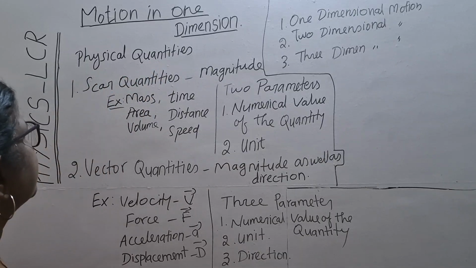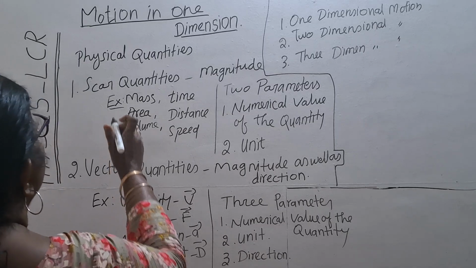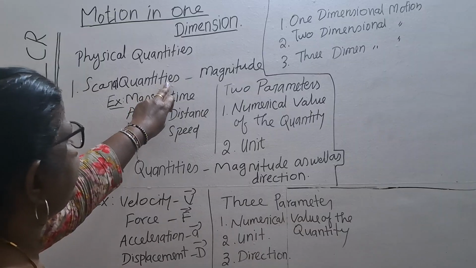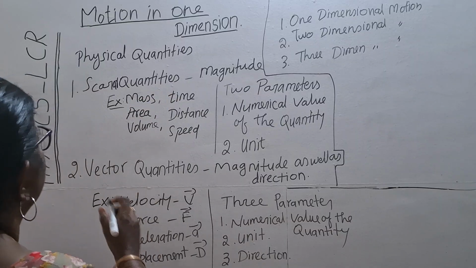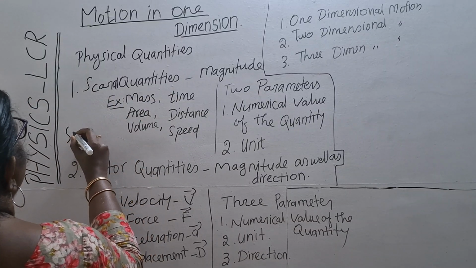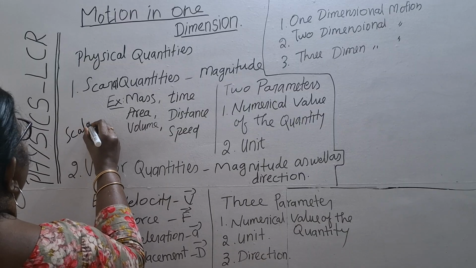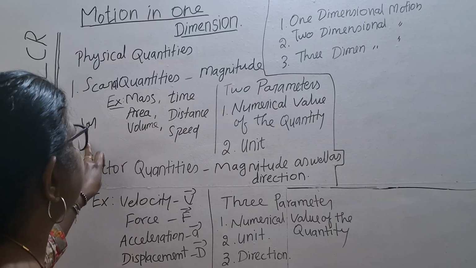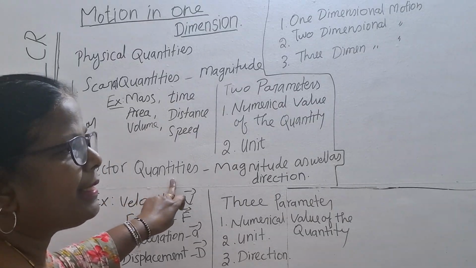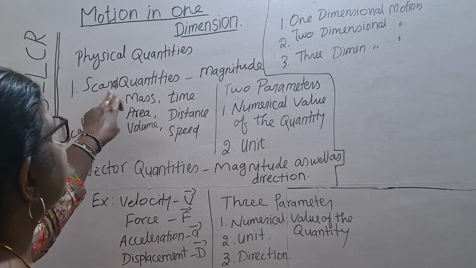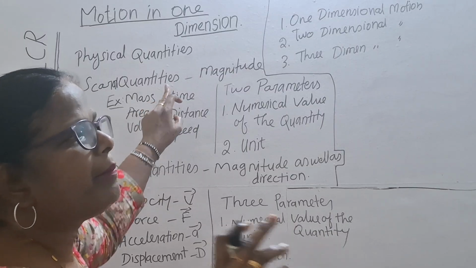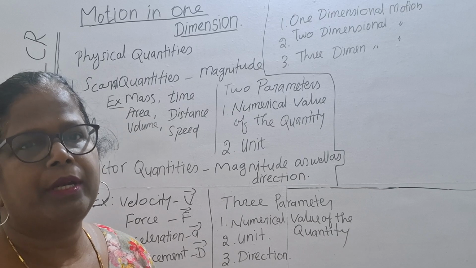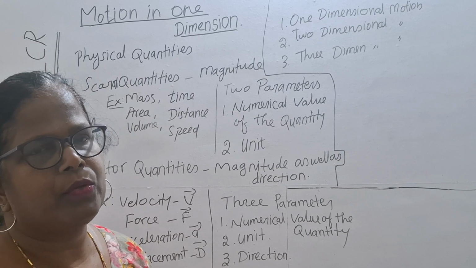What are they? Scalar quantities and vector quantities. Scalar quantities are scalar, vector quantities are vector. The quantity which has magnitude only is known as a scalar quantity.